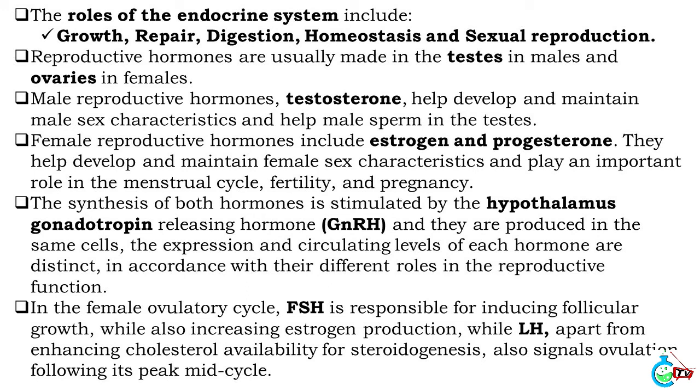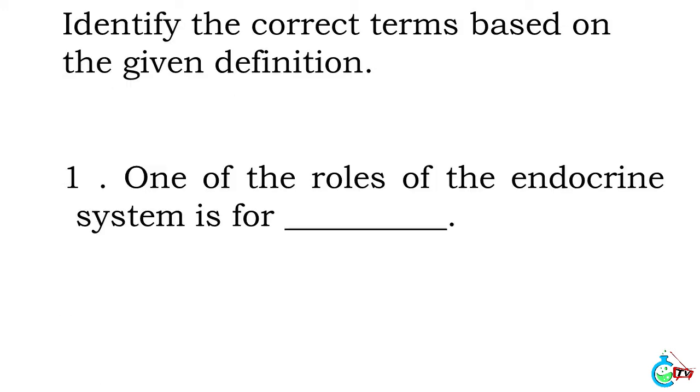In the female ovulatory cycle, FSH is responsible for inducing follicular growth while also increasing estrogen production, while LH, apart from enhancing cholesterol availability for steroidogenesis, also signals ovulation following its peak mid-cycle. Identify the correct terms based on the given definition.